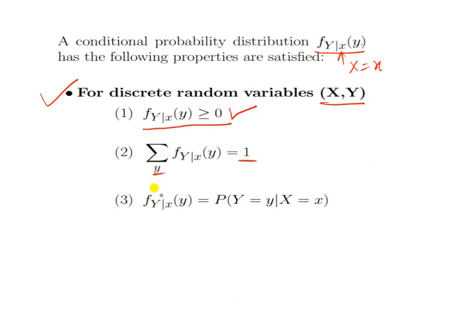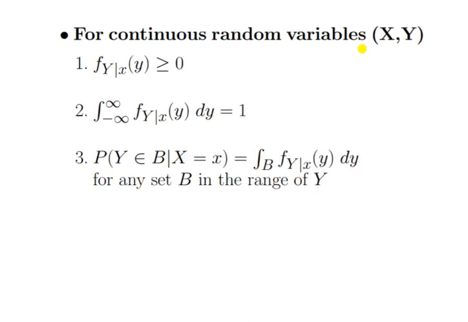Third one, f of y given X is equal to x of y is equal to probability of capital Y is equal to small y given that capital X is equal to small x. Now for the continuous random variables X and Y, first one, f of y given x of y is greater than or equal to 0. Second one, integral from minus infinity to plus infinity of f of y given x of y dy is equal to 1.